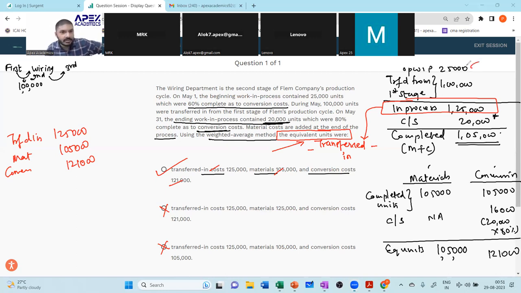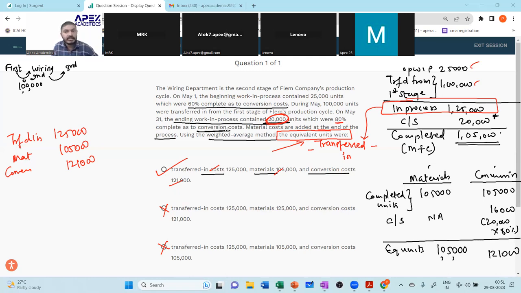What was your opening WIP? 25,000. From the earlier stage, you got how many? 1 lakh. Now, how many units are being processed at the current moment? 125. Yes or no? 25 was semi-finished and 1 lakh came from earlier. So, how much is in process right now? 125. Out of this, 20,000 units stay unfinished.